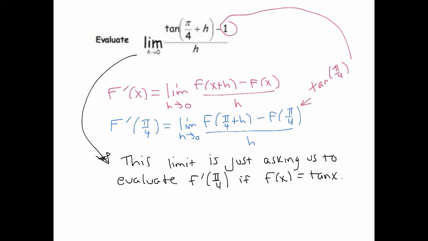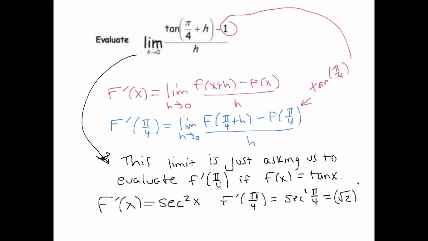To do that, we would just say, well, if f of x is tangent of x, its derivative, as we just learned, is secant squared. And so f prime of pi over 4 is secant squared of pi over 4. The secant of pi over 4 is 1 over the cosine of pi over 4, and the cosine of pi over 4 is 1 over root 2. So this is going to be root 2. But since it's squared, it's root 2 squared. So this is just 2.